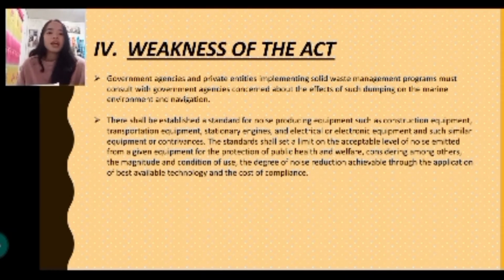There shall be a standard for noise-producing equipment such as construction equipment, transportation equipment, and electrical or electronic equipment and such similar equipment or contrivances. The standard shall set a limit on the acceptable level of noise emitted from a given equipment for the protection of public health and welfare, considering, among others, the magnitude and condition of use, the degree of noise reduction achievable through the application of best available technology, and the cost of compliance.